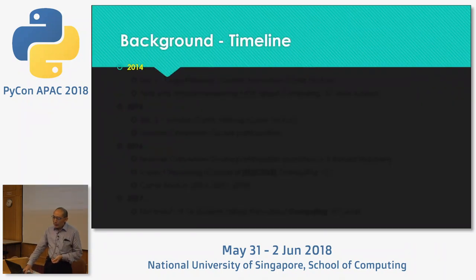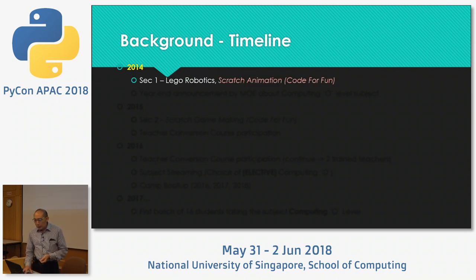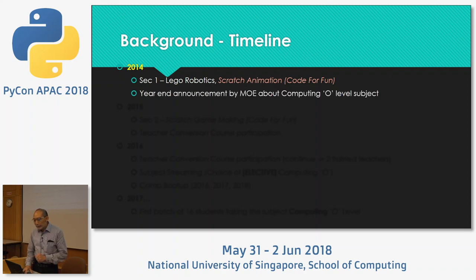Some timeline matters in our computing journey. In 2014, our head of maths department decides to bring in Lego robotics to excite the secondary one students. And the head of IT, my boss, also decided to join in. Back in those days, there was this thing called Code for Fun. So we decided to latch on and introduce them to Scratch animation programming, but with an emphasis on mathematics. And at the later part of the year, MOE, the Ministry of Education, announces the computing O-level subject. And yours truly decides to volunteer as one of the teachers. And so in 2015, the students are now 1 year older, and they get a second dose of Code for Fun.